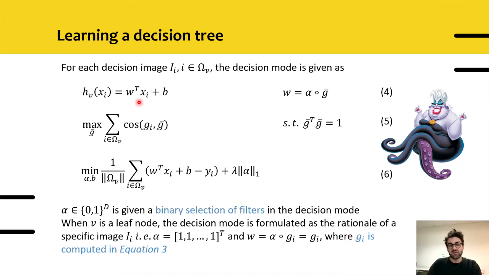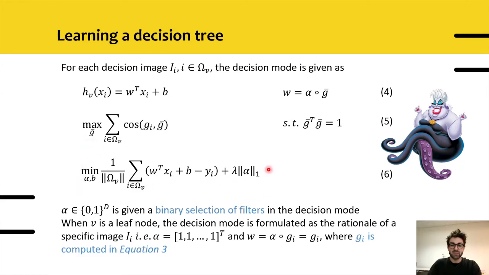So now we have defined the decision modes. What is g hat? G hat is obtained from the maximization of the cosine similarity of gi and g hat. So g hat represents the common rationale for all the gi, and gi are all the weights for the input images belonging to omega v, so for the images represented by the node that we chose in the decision tree. In this way we can compute g hat.